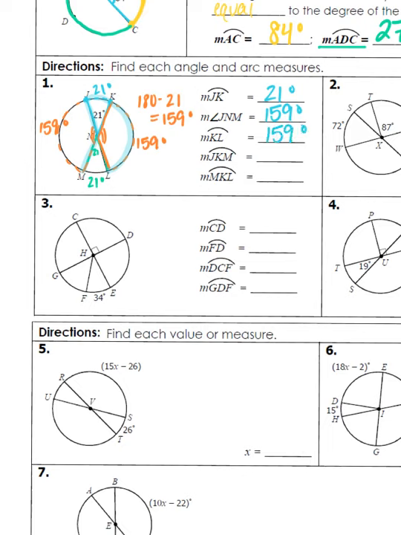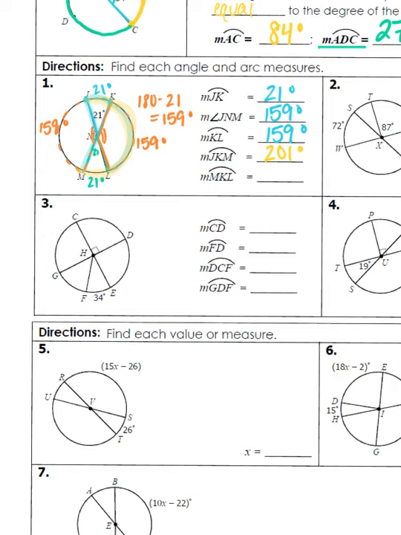The measure of arc JKM, so we're going to follow the order of those letters, J, K, and all the way around to M. So J to K is 21, K to L is 159, and then L to M is another 21. So we could just add those three arcs together, and we end up getting 201 degrees.